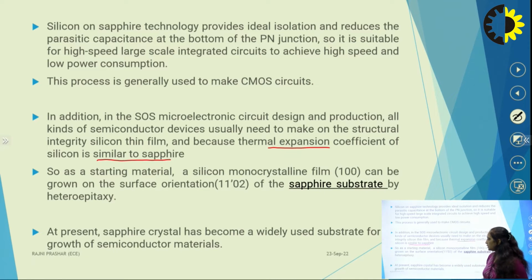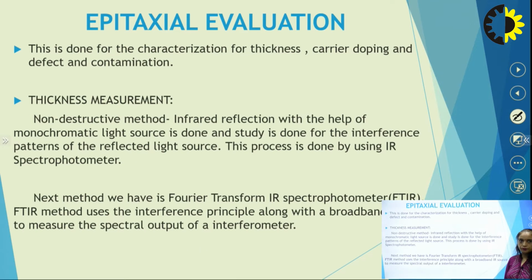As a starting material, a silicon monocrystalline film with the orientation of 100 can be grown on the surface orientation of 1 bar 0 2 orientation of the sapphire substrate by heteroepitaxy. So this is the orientation on which we will grow. And at present, the sapphire crystal has become a widely used substrate for the growth of semiconductor material.